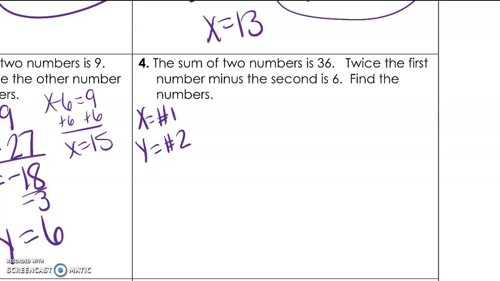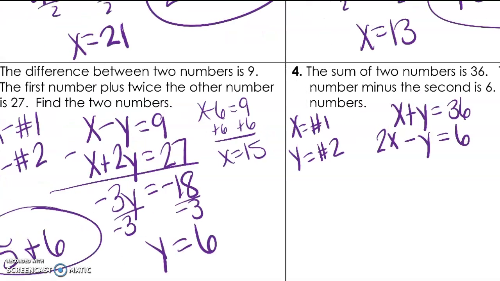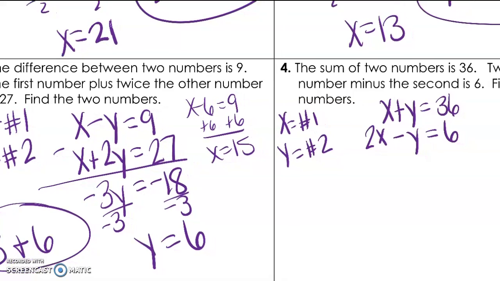So the sum is 36. X plus y is equal to 36. Twice the first number, so now that's 2x, minus the second, which is y, equals 6. So it's very important to know that you have to do 2 times x on this one, and the other one you had to do 2 times y.